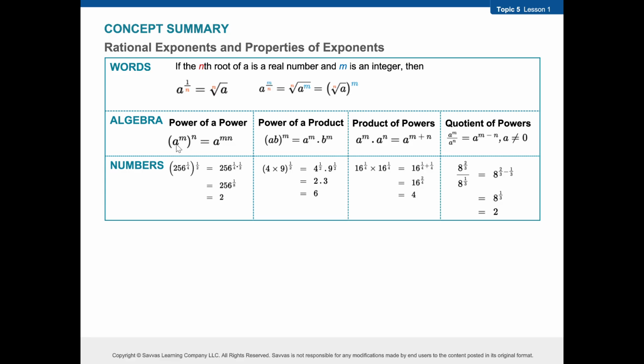So these are your different properties. Power of a power, when you only have one base and you have a power and that to another power, your base stays the same, multiply your exponents. When you have a product inside parentheses to a power, everything inside that parentheses gets done to that power on the outside. Multiplication, keep your base, add your powers. Division, keep your base, subtract your powers.